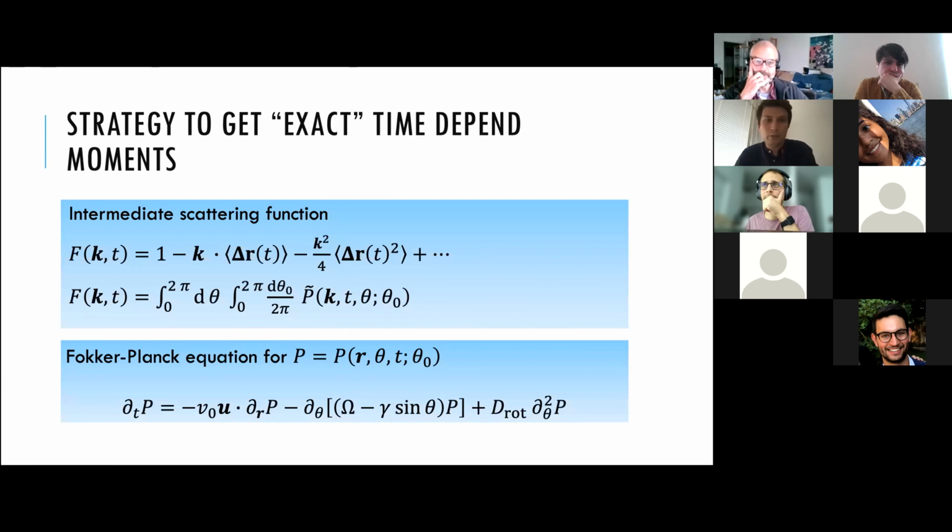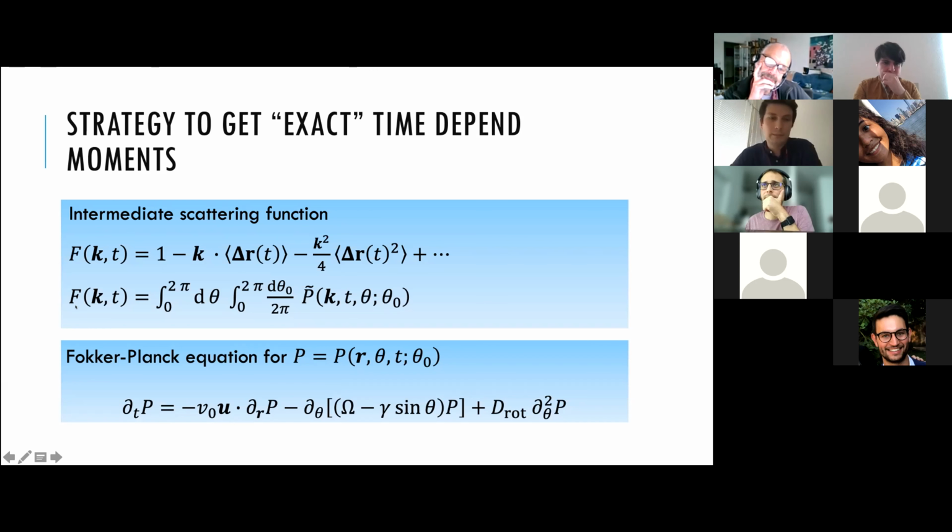And so what do we do? How do we get exact time-dependent moments? Exact, up to some numerical integration, of course. We use the expansion of the intermediate scattering function, where k is the wave vector. If we get this expansion, then the coefficients would give us the average displacement, the mean square displacement, and in principle any terms of higher order. But in the following we consider the average displacement and mean square displacement.